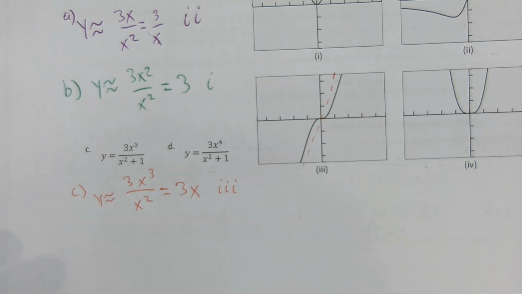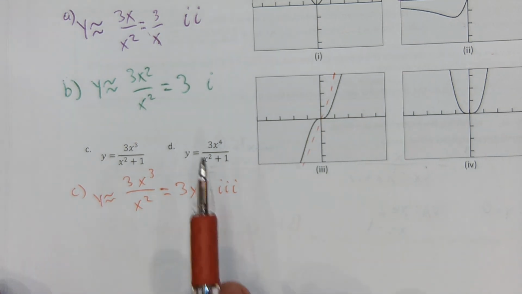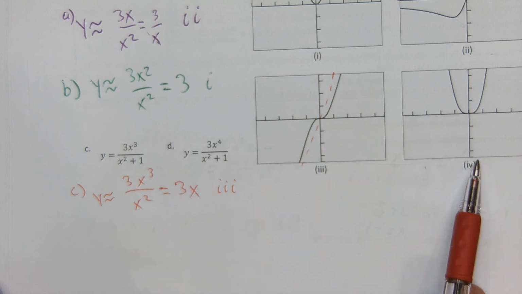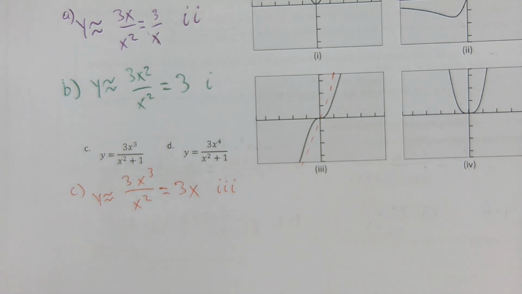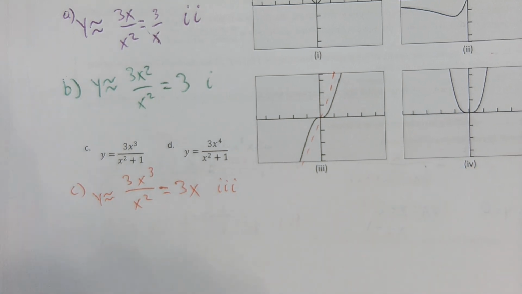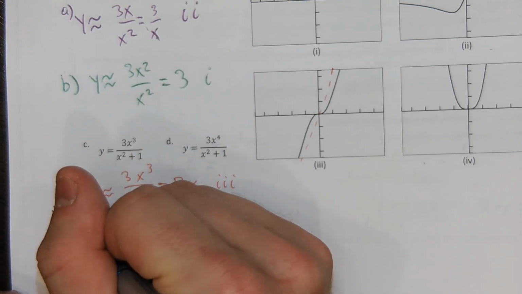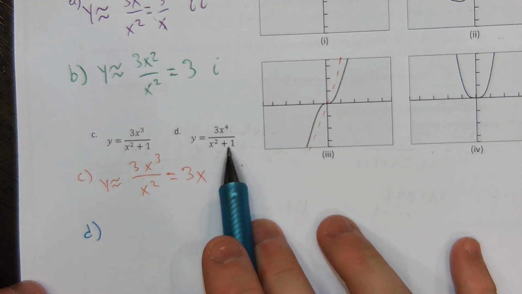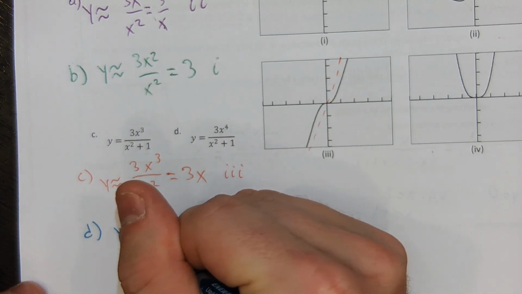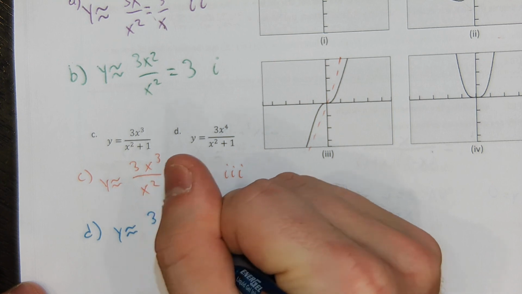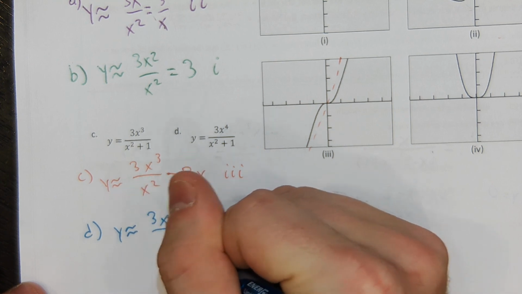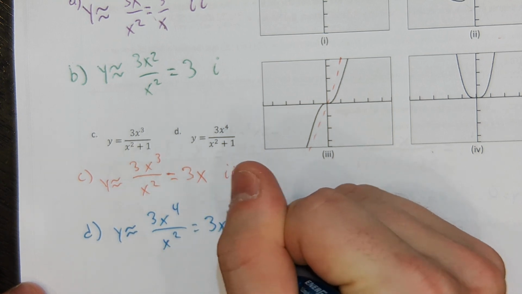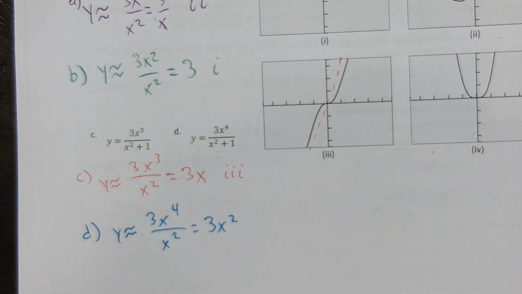Now, because of process of elimination, we already know that graph 4 matches part D, but just to really drive home the concept, we're going to prove it to ourselves. Towards the infinities, this plus 1 again really doesn't amount to a hill of beans. So essentially we're looking at 3x to the fourth over x squared, which would reduce to 3x squared. Our graph should be easily modeled by a quadratic to the far left and the far right.